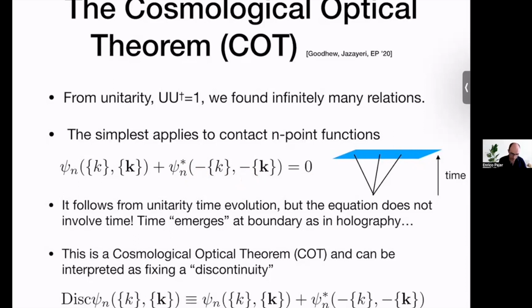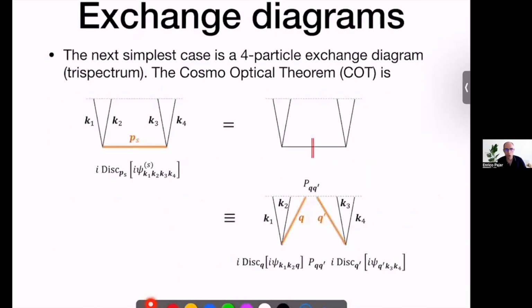Since this particular combination of psi plus psi star of minus k comes up all the time, all over the place, it's useful to give it a quicker name. I'm going to call it the discontinuity of psi. It is this very specific relation, psi of k plus psi star of minus k. Okay, equipped with that piece of notation, I can give you what the consequences of unitarity are to all orders in perturbation theory, any number of loops.